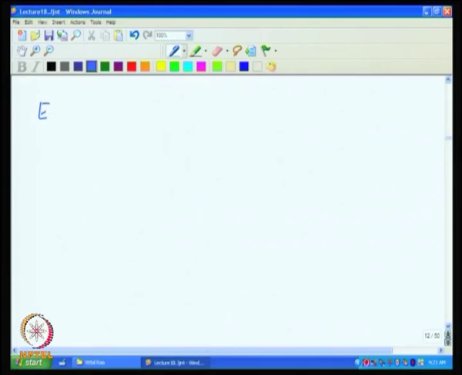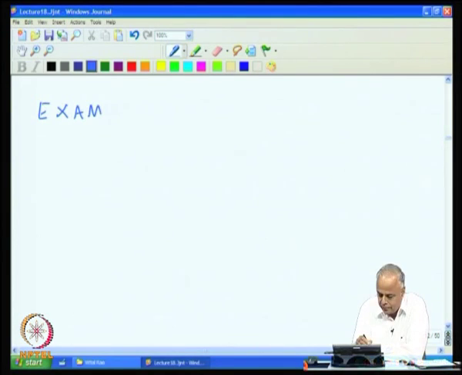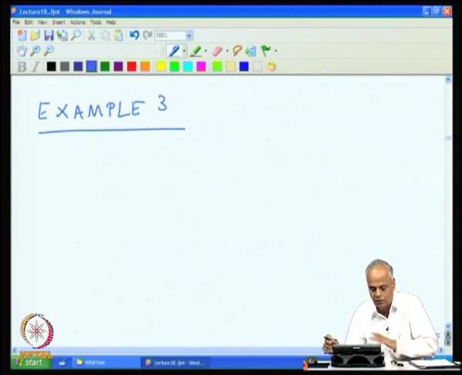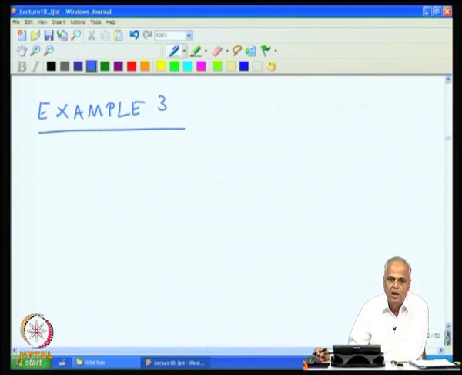Now, let us look at another example, another class of examples. We will be looking at a lot of examples in the world of matrices, because that is our interest. All our questions that we raised at the beginning of the course are essentially concerning matrices.